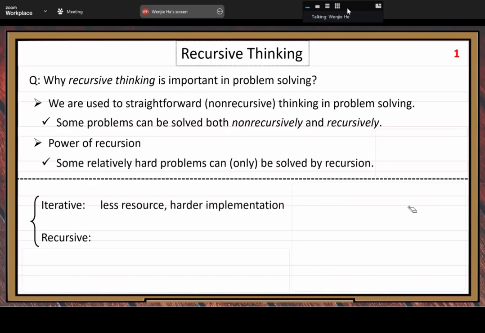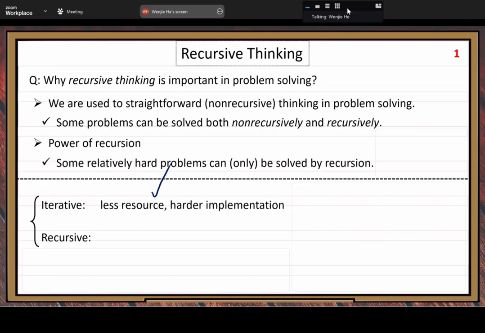Less resource. That's an advantage of the iterative way: it uses less resource. What resource? Memory resource. The computer's main memory. You need to use resource in the main memory. How much space is allocated to your program? Memory space allocation. So we're talking about that kind of resource, memory resource.